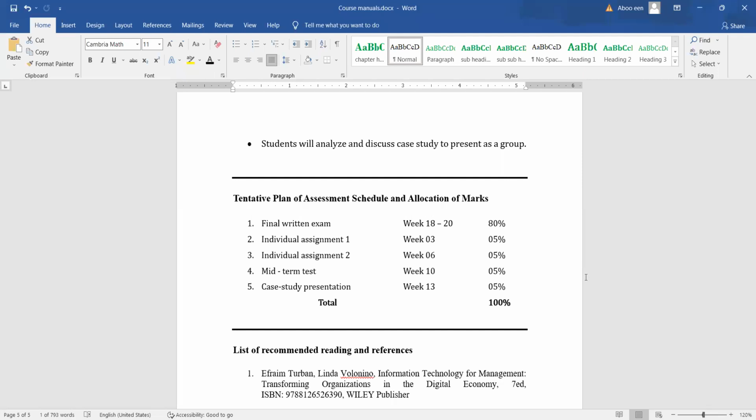Sometimes you will be asked to present the case study as a presentation. Sometimes you will be asked to submit a case study report. Probably you will get this case study in your 13th week, and I'm going to allocate 5% of the marks for this case study presentation also. So altogether 100 marks is allocated for this subject.